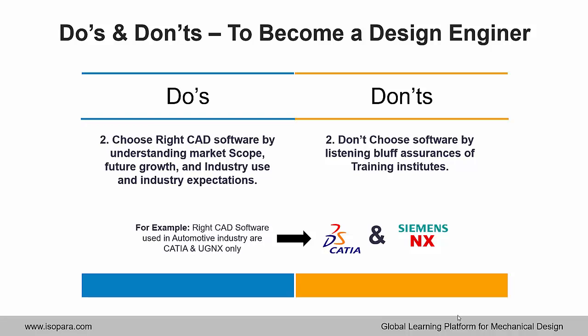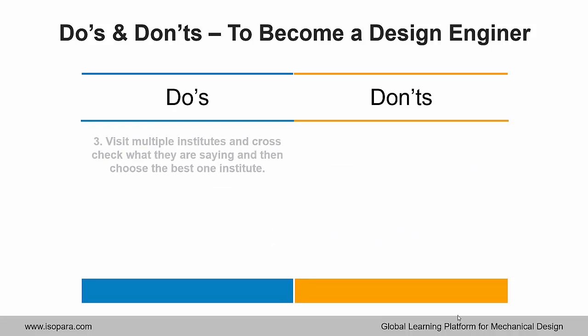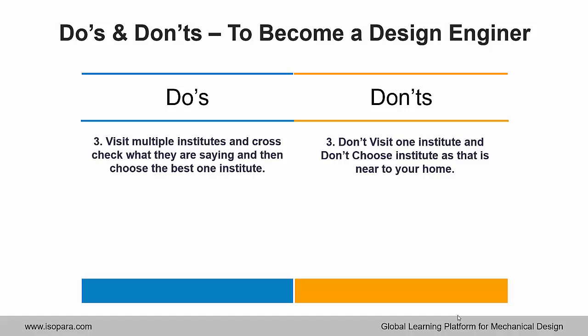Now the third do and don't: visit multiple institutes and cross check what they are saying, and then choose the best institute. And what the don't says: don't visit just one institute, and don't choose an institute just because it is near to your home.